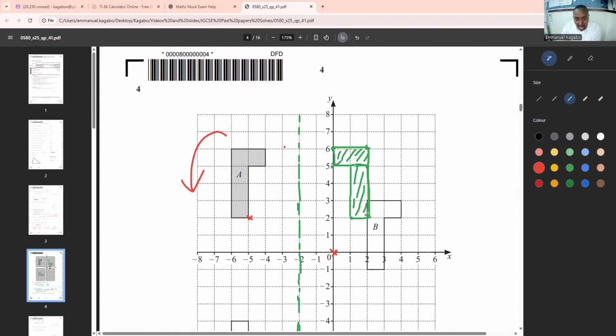On the grid, draw the image of the shape A after reflection on the line x equals negative 2. So this is the line x equals negative 2. Then I'm reflecting this 1, 2. So I move 2 steps to the right. This one is the same thing. Also, it is the same thing.